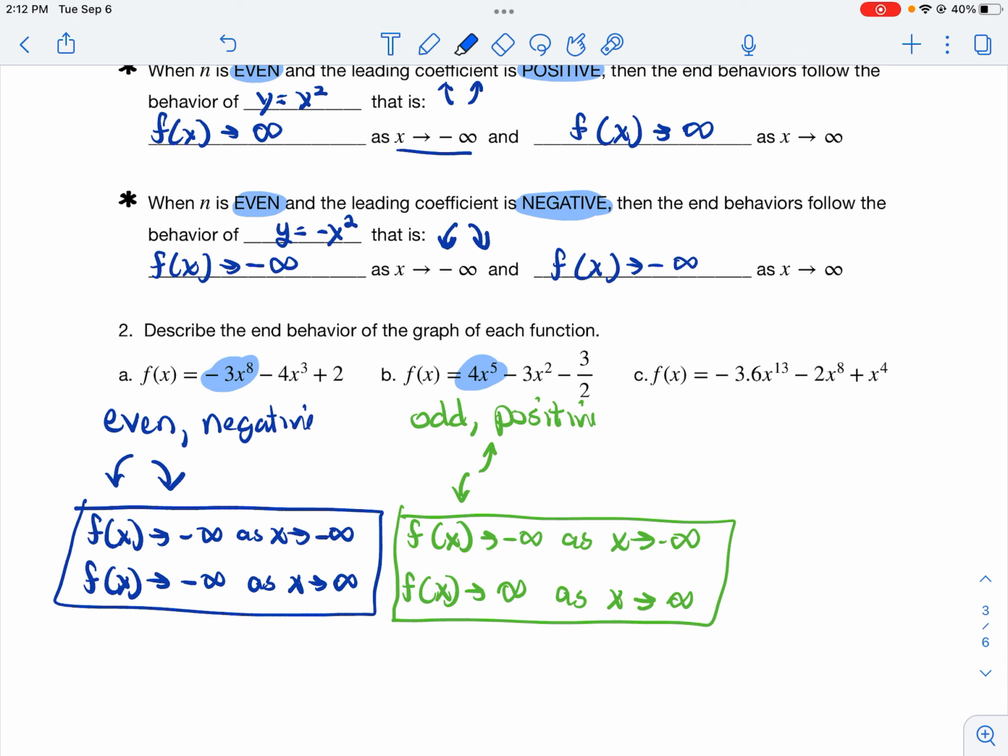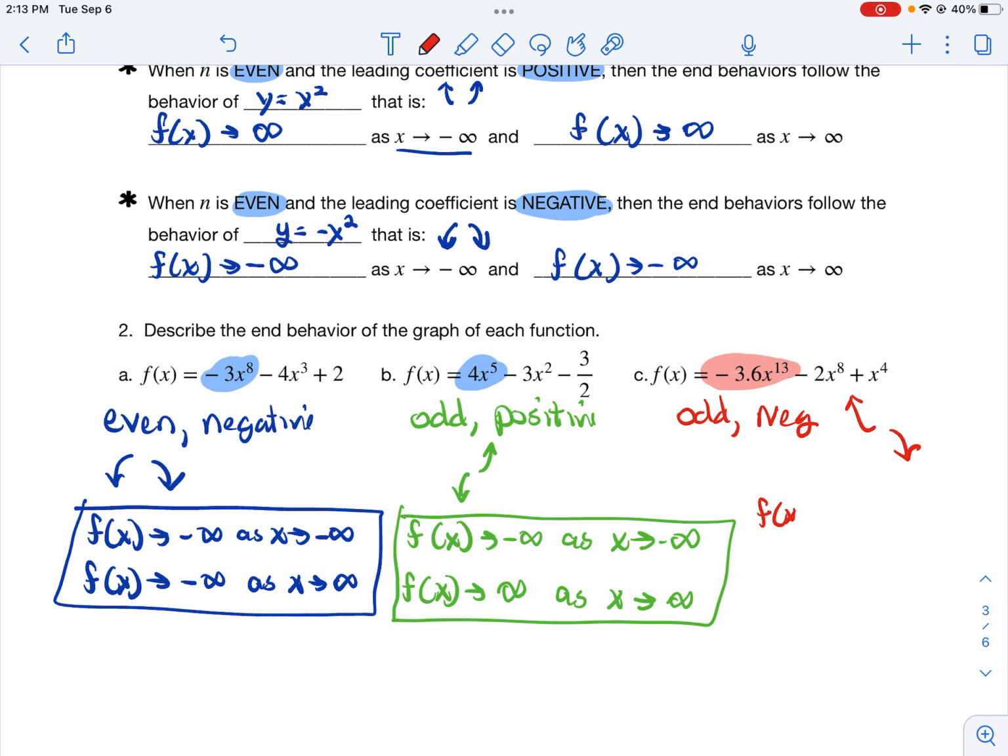All right, so the last one here. The highest degree term we're looking at is 13, so that's odd. The leading coefficient is negative 3.6, so that's negative. So opposite directions and ending at negative. So this is what our shape on the ends is going to look like.